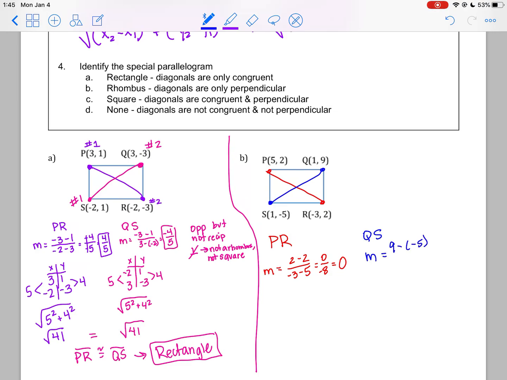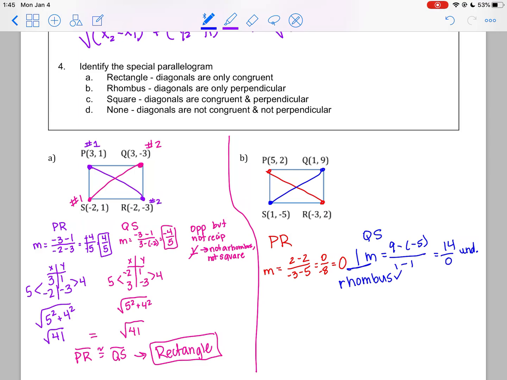So I'm going to do 9 minus -5 over 1 minus 1. This will be 14 over 0. With the 0 on the bottom, this is undefined. Based on this, these two things are perpendicular, which means that this is a rhombus. So I know it's a rhombus.